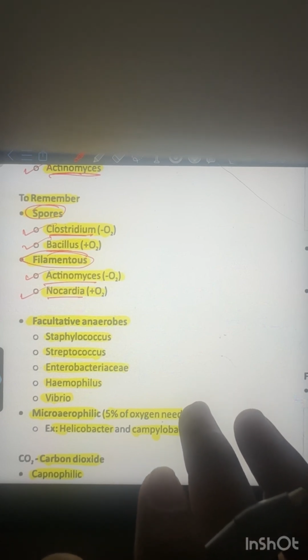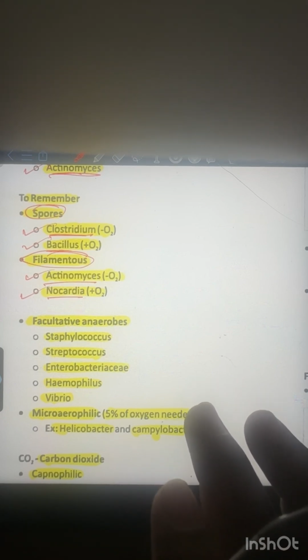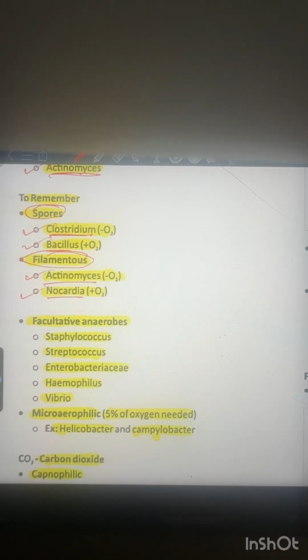In fact, you also need to know what is the list of the facultative anaerobes, and I've not got you any kind of mnemonic for it, because whatever is left comes under facultative anaerobes. For example, staph, strepto, Enterobacteriaceae, Haemophilus, Vibrio. If you go chapter 1, chapter 2, chapter 3 in bacteriology, everything comes under here. The best is that you learn obligate aerobes and anaerobes.